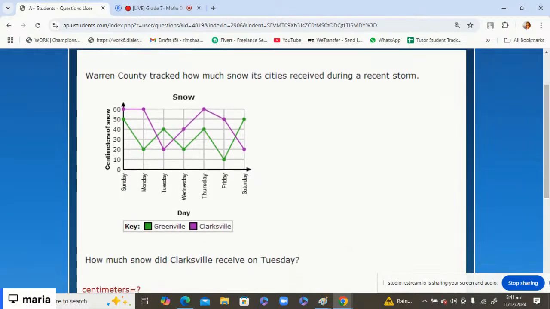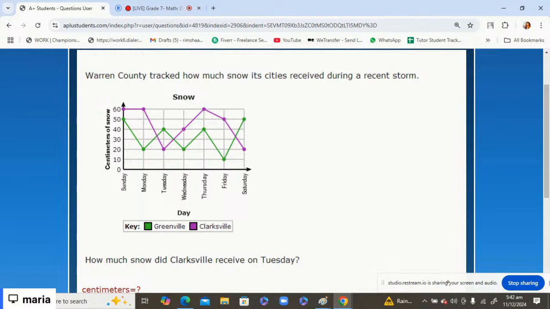Warren County tracked how much snow its cities received during a recent storm. Okay, snow is given. Here different colors are given. Greenville is shown in green, and Clarksville is basically purple. How much snow did Clarksville receive on Tuesday? Look, you are interested in Clarksville, that is the purple color. So you are just checking the purple color on Tuesday. Purple on Tuesday it's 20.